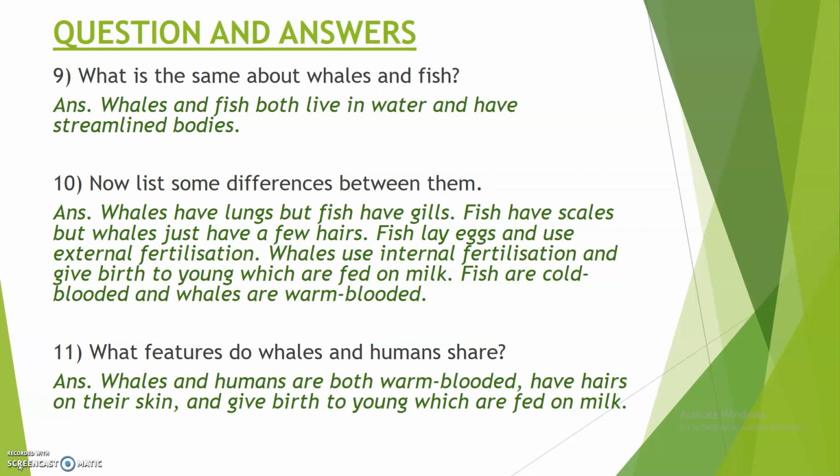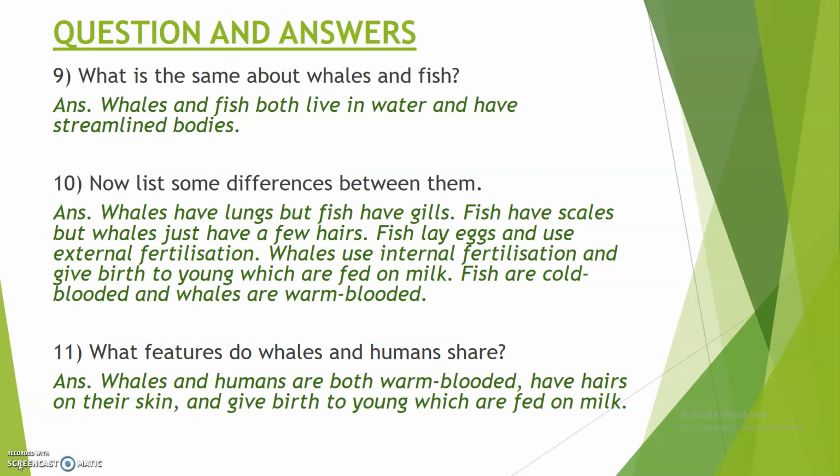Fish lay eggs and use external fertilization. Whales use internal fertilization and give birth to young which are fed on milk. So whales give birth to their young ones and feed them with the mother's milk, but fishes lay eggs. Fish are cold-blooded and whales are warm-blooded. I hope you all remember cold-blooded and warm-blooded. Cold-blooded organisms are those animals which cannot regulate their body temperature. They do not have a fixed body temperature; it depends on the temperature of the surroundings. Warm-blooded organisms can regulate their body temperature. They have a fixed body temperature and it does not depend on the surroundings.